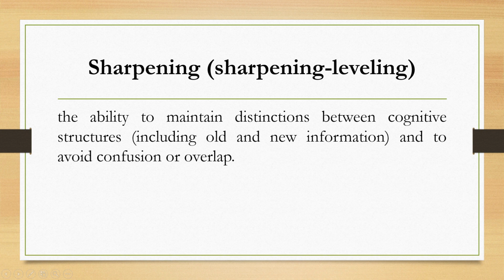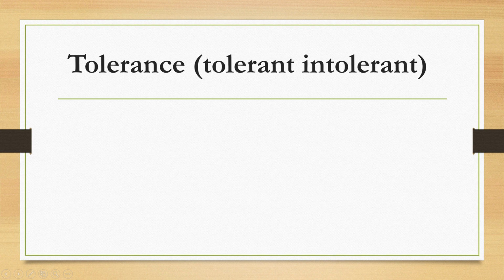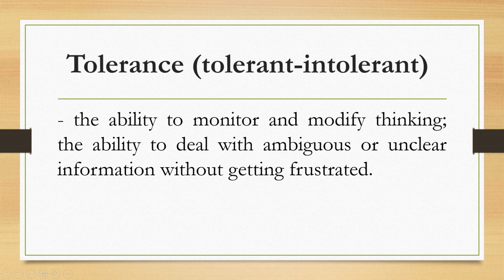It is the ability to maintain distinctions between cognitive structures, including old and new information, and to avoid confusion or overlap. Lastly is tolerance. This is the ability to monitor and modify thinking, the ability to deal with ambiguous or unclear information without getting frustrated.